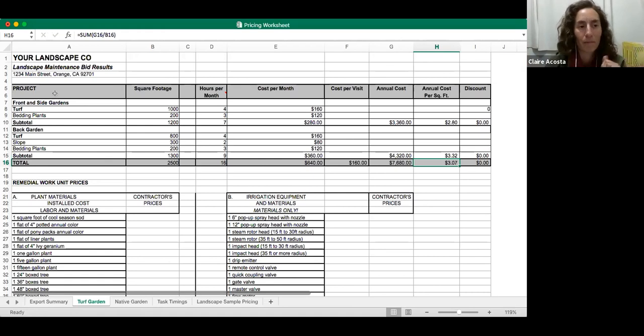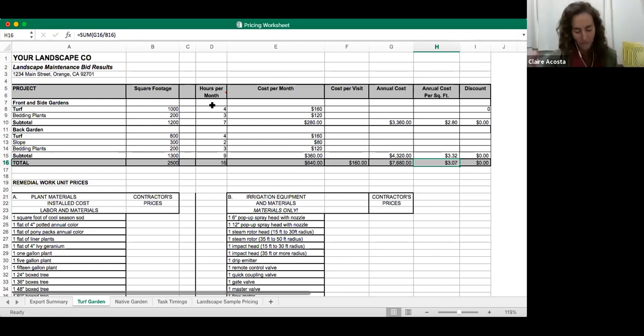This is a really simple example. It has front and side gardens, and this is a turf, conventional garden. Under the front and side gardens, there's turf, which is 1,000 square feet, and the bedding area, which is 200, so 1,200 square feet for the front and side. Then the backyard is also turf with some bedding and a slope, totaling 1,300 square feet, so a total of 2,500 square feet. Hold on a second, I've got to move some things over so I can see.